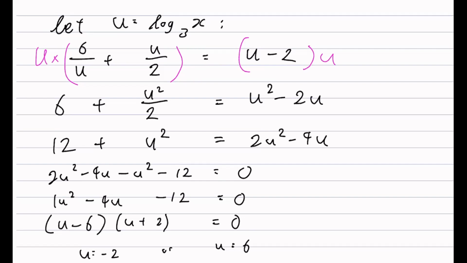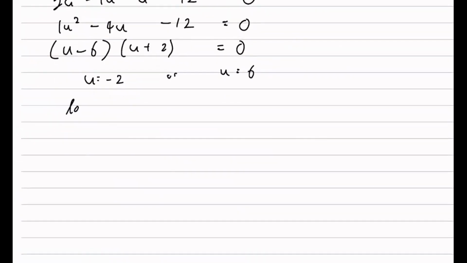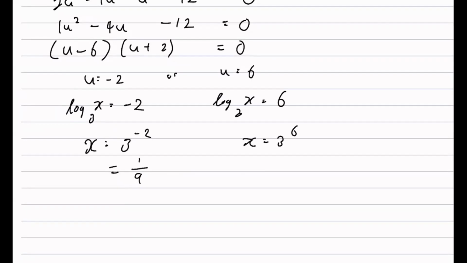Yay, solved for u. Are we done? No, sub back in. Log x base 3 first. Right, we are solving for x, not u. Then do we really reject? Not really. We get 3 power negative 2, which is 1 over 9, or x equals 3 power 6, which is, I need a calculator for this, 729.